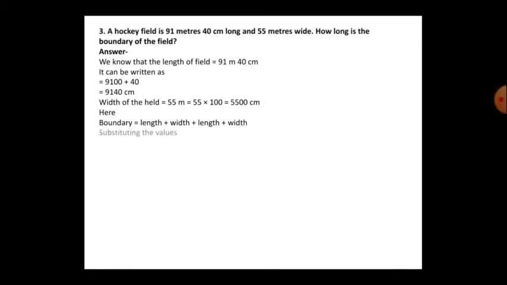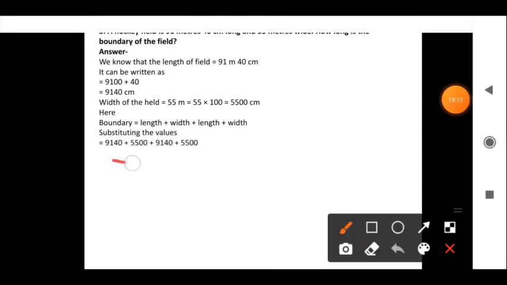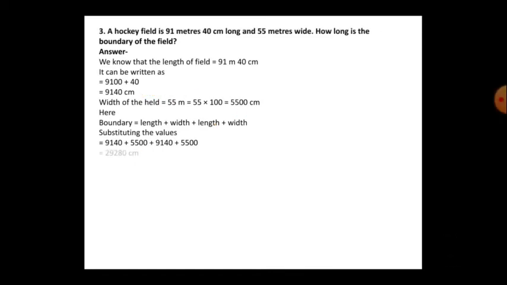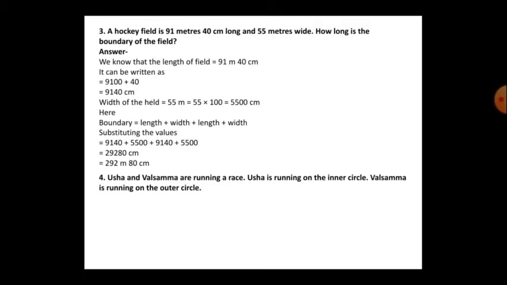So here length plus width plus length plus width, you have to apply the formula and substitute the values. So 2 times, length is 9140, breadth is 5500. So if you add, you will get 29,280 centimeter. So it is 292 meter 80 centimeter. Like that you have to find the boundary.